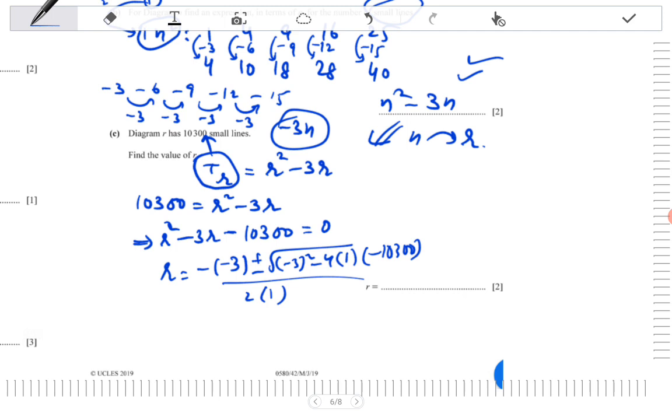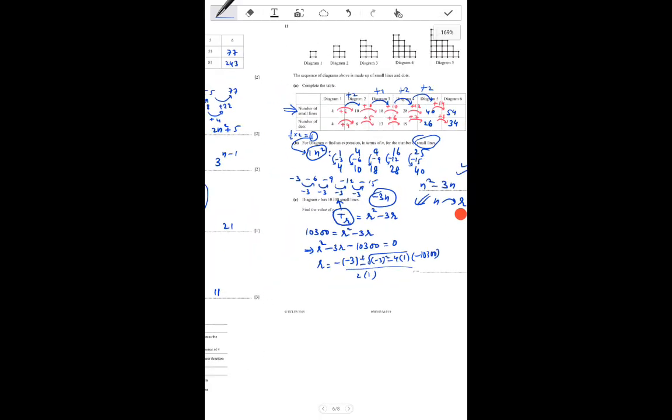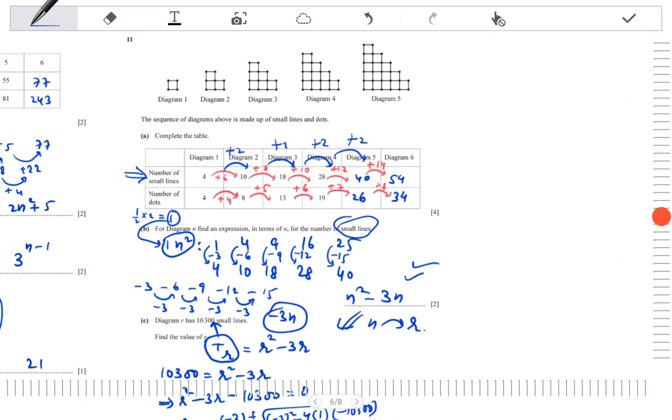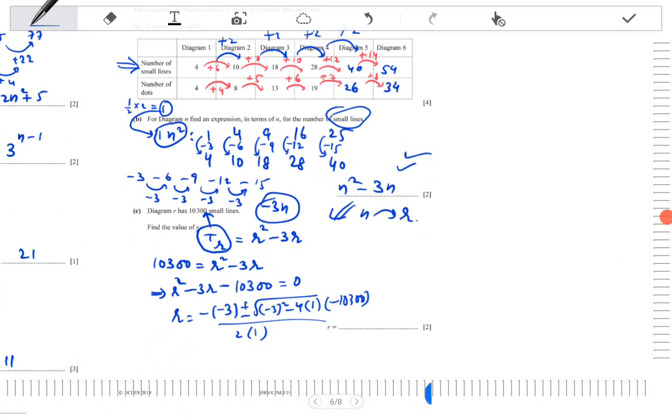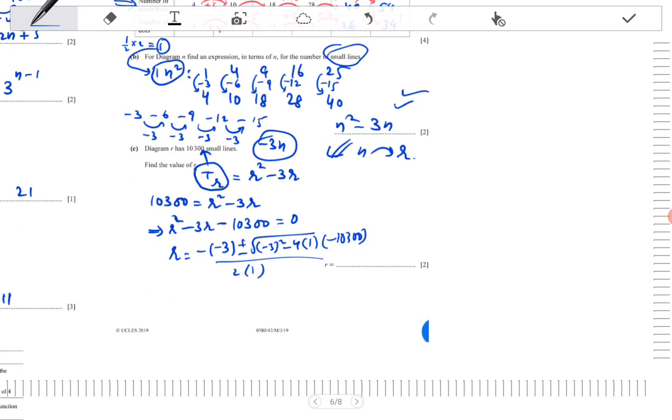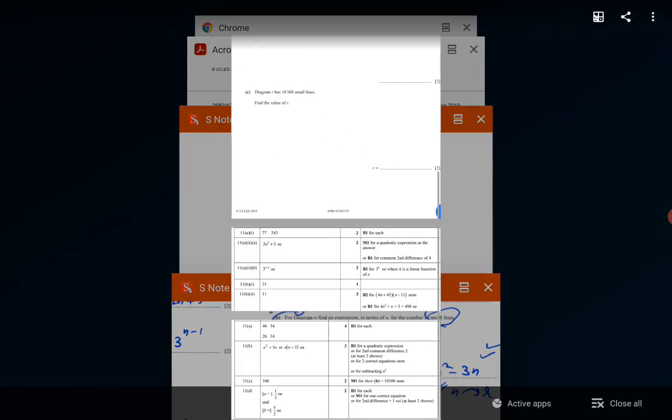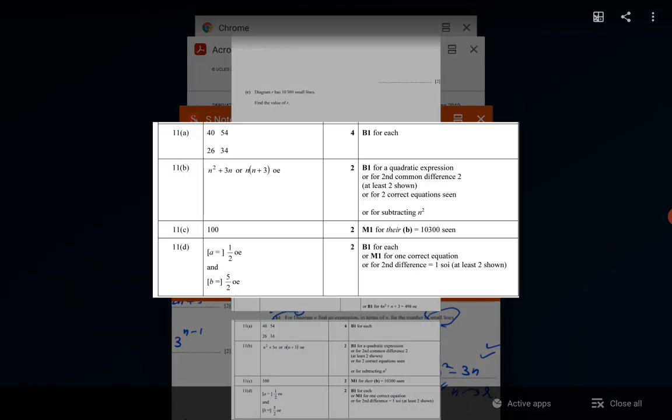x equals 103 and 0. So my answer is coming 103. Let me check my answer for this question.